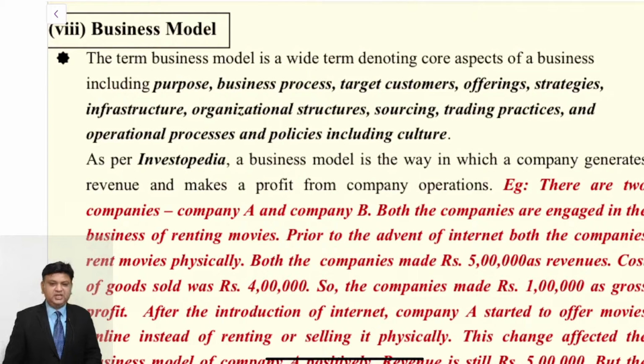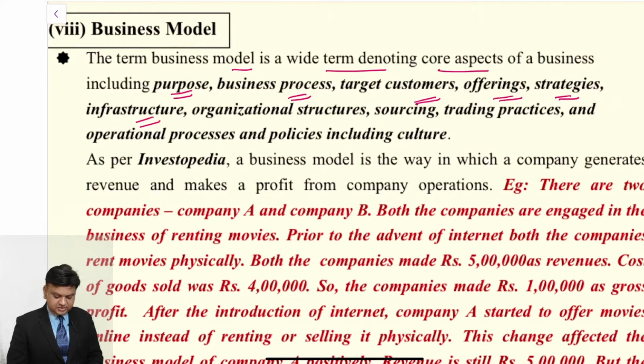Business model. They have provided a small example also. The term business model is a very wide term denoting the core aspects of the business, including the purpose, process, target customers, offering, strategies, infrastructure, organizational structure, sourcing, trading practices, operational processes, and policies, including culture. All these things are required to be mentioned.